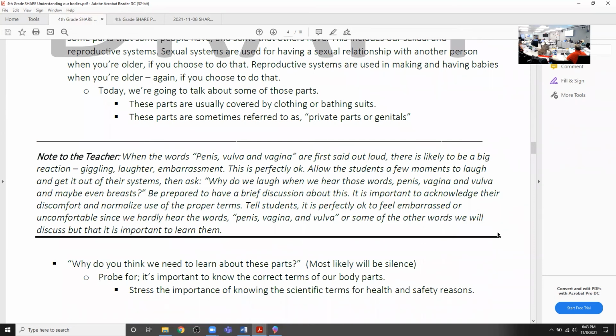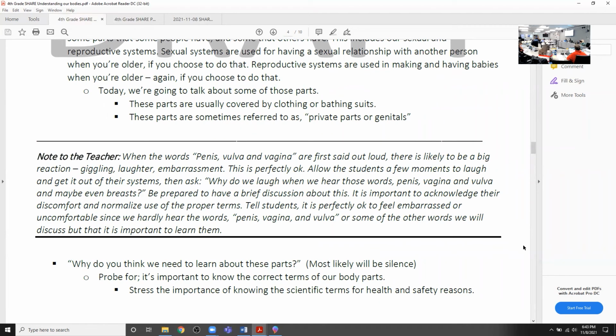And a note to the teacher: when the words penis, vulva, and vagina are first said out loud, there's likely to be a big reaction, giggling, laughter, embarrassment. Perfectly okay. Allow the students a few minutes to laugh and get it out of their systems, and then ask, why do we laugh when we hear these terms, penis, vagina, and vulva, and maybe even breasts? Be prepared to have a brief discussion about this.